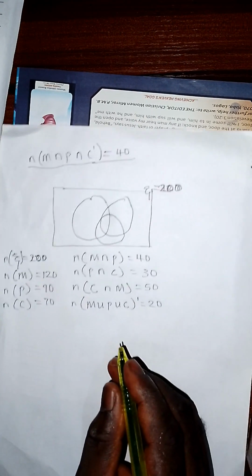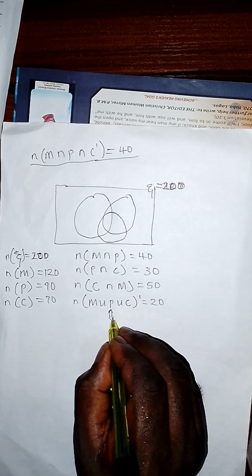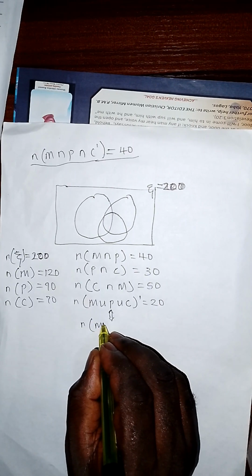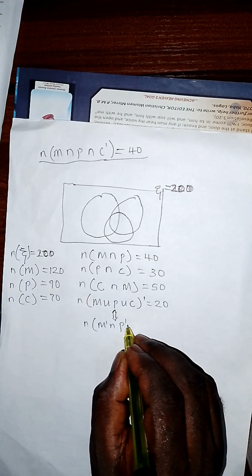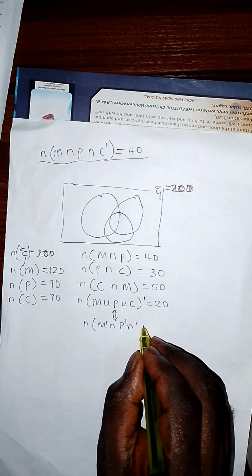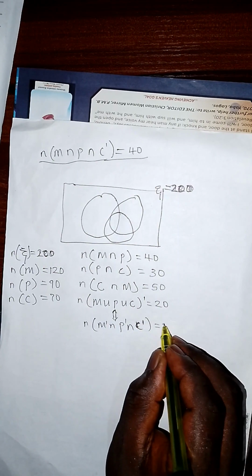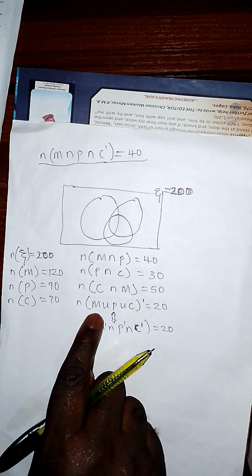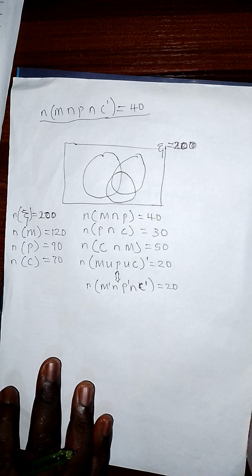Now, according to De Morgan's rule, it can either be expressed like that, or you can express it like this too. It is allowed. Both of them imply the same thing. Either you express it this way, or you express it this way according to De Morgan's rule.